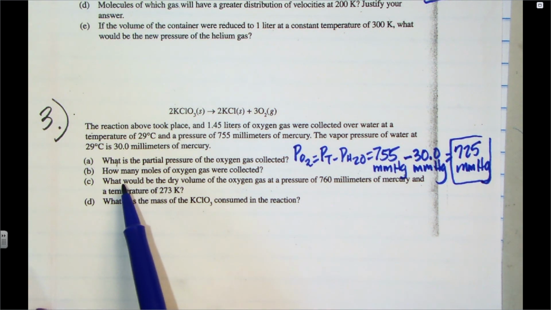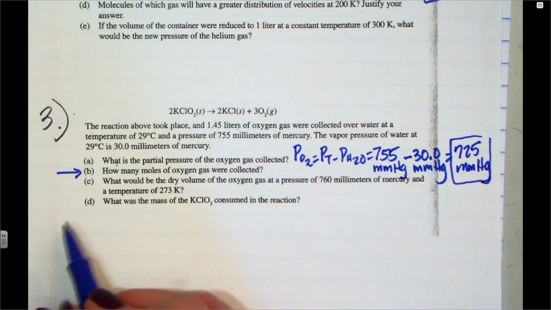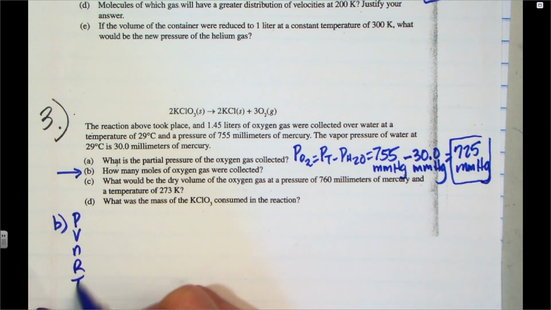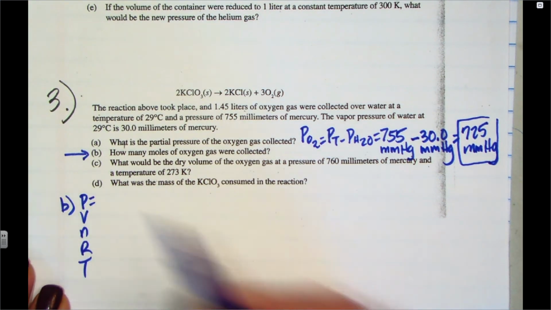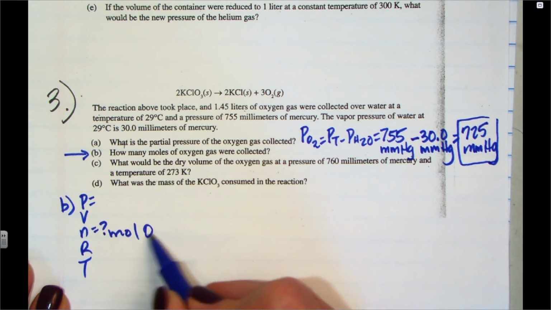All right, part B. How many moles of oxygen gas were collected? Okay, so when we see moles, we want to think PV = nRT. So for part B, I'm going to list my givens, P, V, and R, T. Remember to always show your work. So you're looking for the moles of oxygen gas collected.